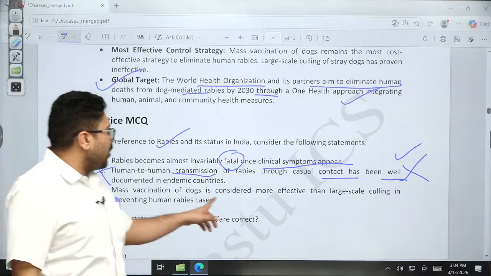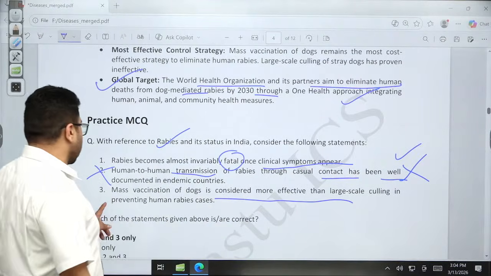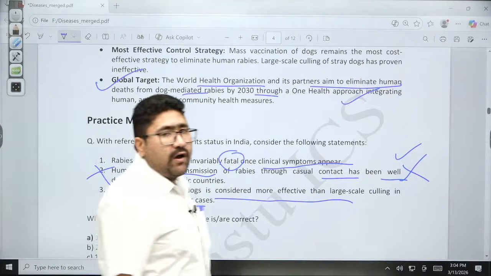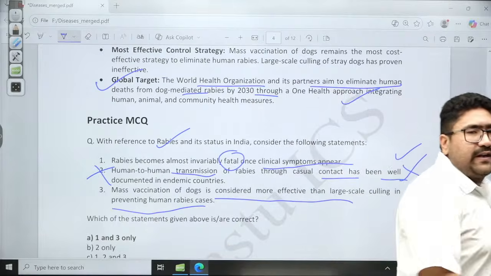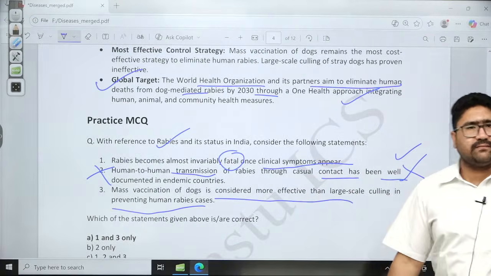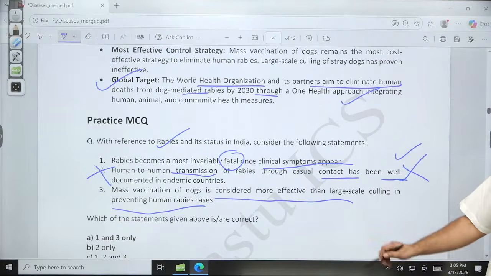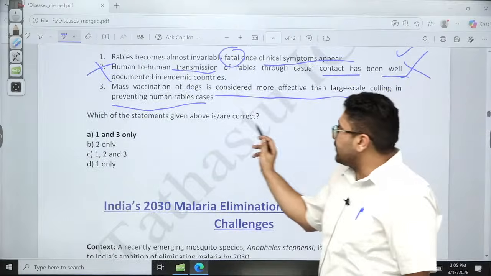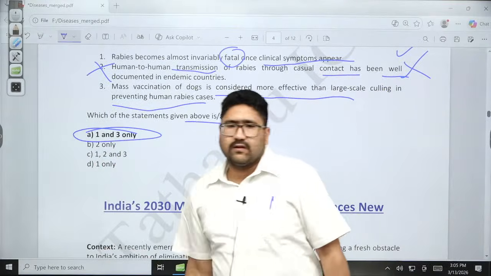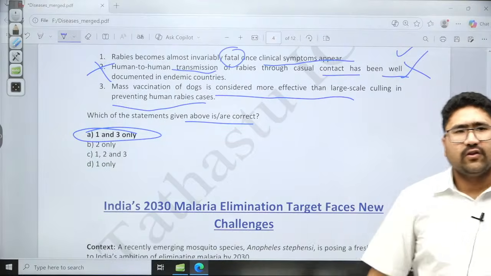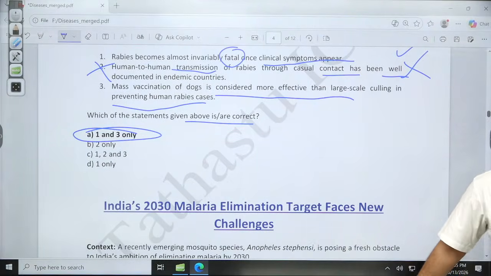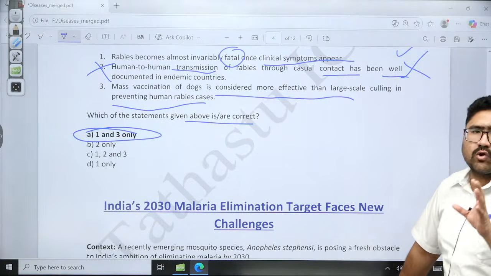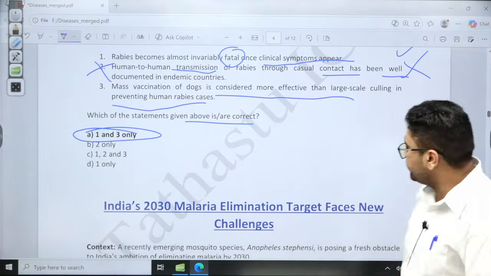Three: mass vaccination of dogs is considered more effective than large-scale culling in preventing human rabies cases. Yes, instead of taking away the dogs, it is better to vaccinate dogs and let them be there in society. That way rabies cases will decrease. So 1 and 3 are both correct. Which of the statements are correct? A, 1 and 3 is the right answer. Okay? That is the nature I am trying to explain to you: you should understand the nature of the disease, the cure of the disease, and the symptoms of the disease.